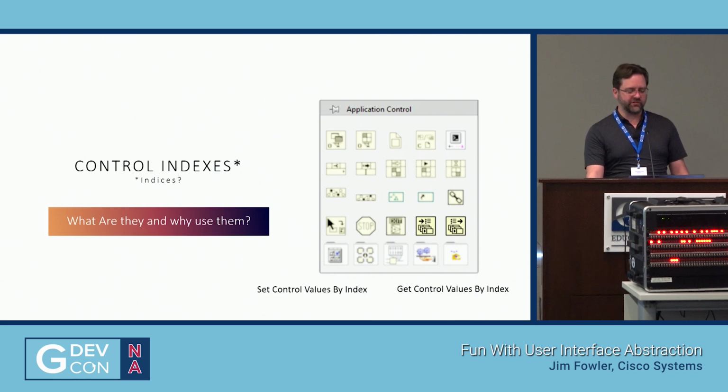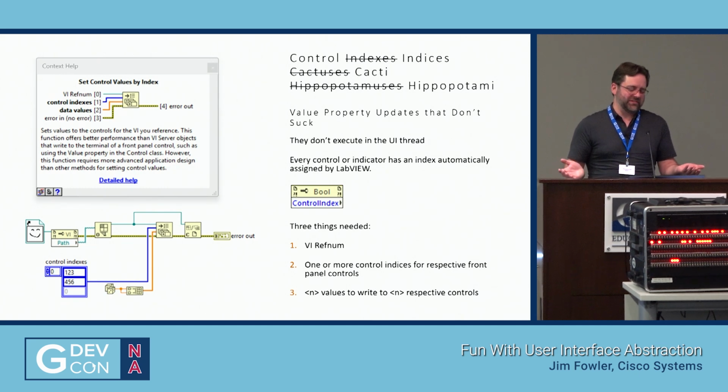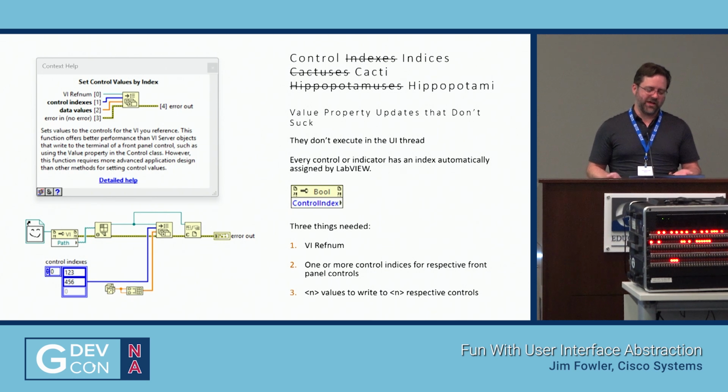So what are these two functions? I remember Tom with his keyboard presentation, he showed one of these nodes. There's one for setting controls by index, and there's one for getting control values by index. So yeah, I touched on that. I call them control indices because it's sort of like cactuses or hippopotamuses.